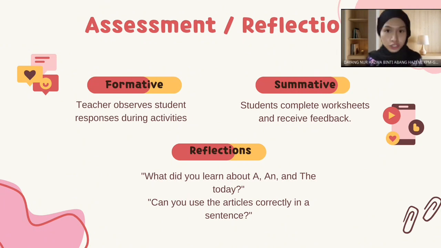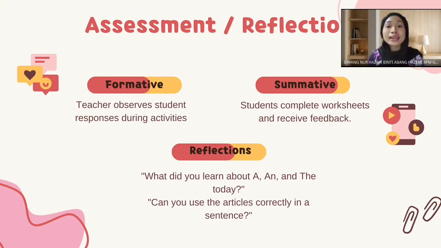So reflection happens towards the end of our lesson, whereby one of the questions that teachers can ask is, what did you learn about a and the today? So students will probably answer, a is for consonant, an is for vowel, and then the is for another part of the vocabulary. So can you use the article correctly in a sentence?